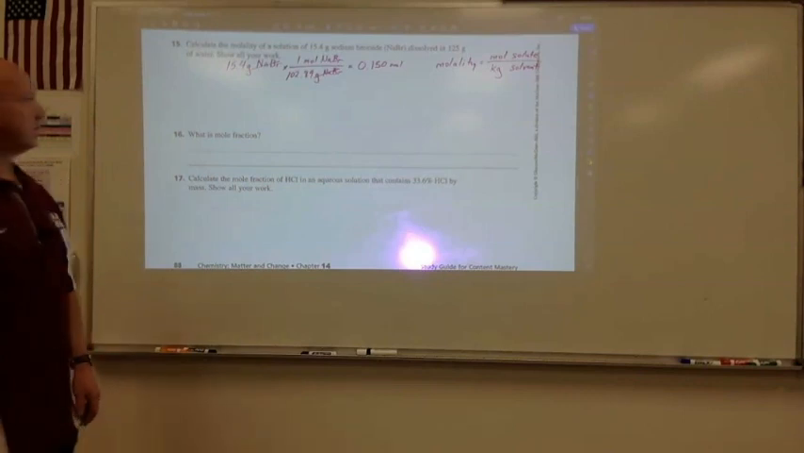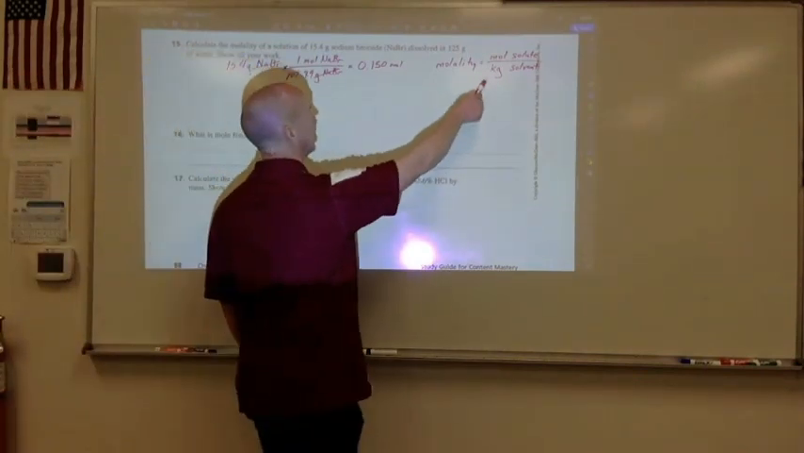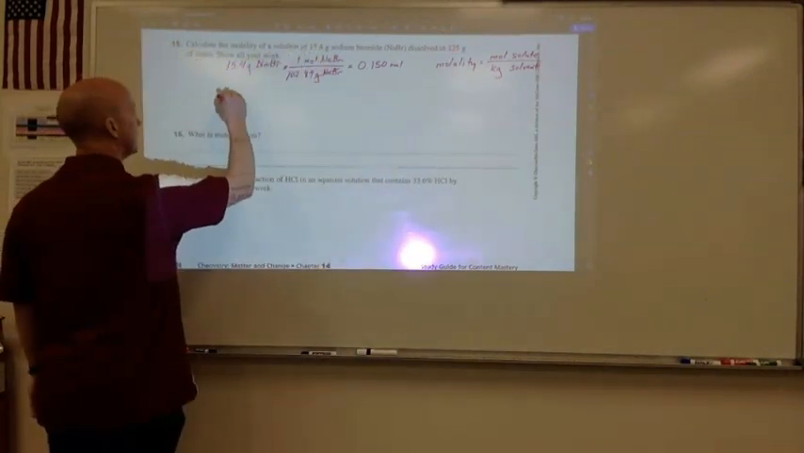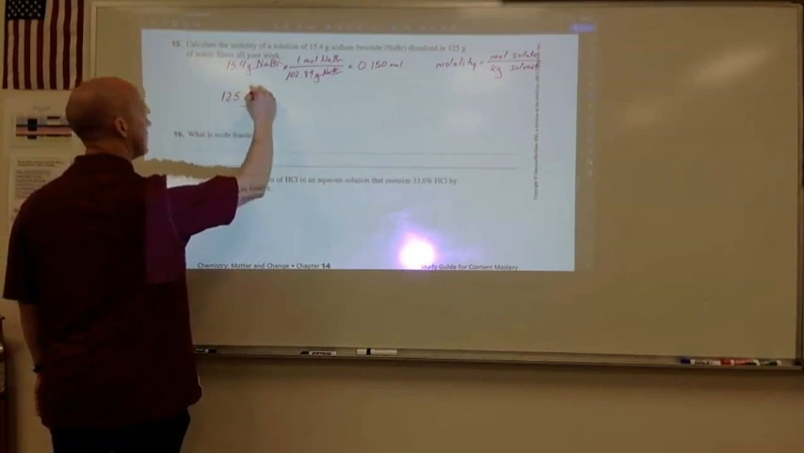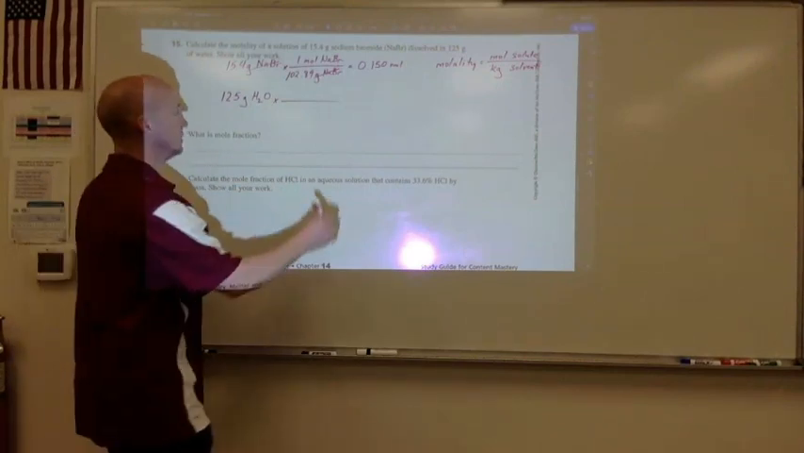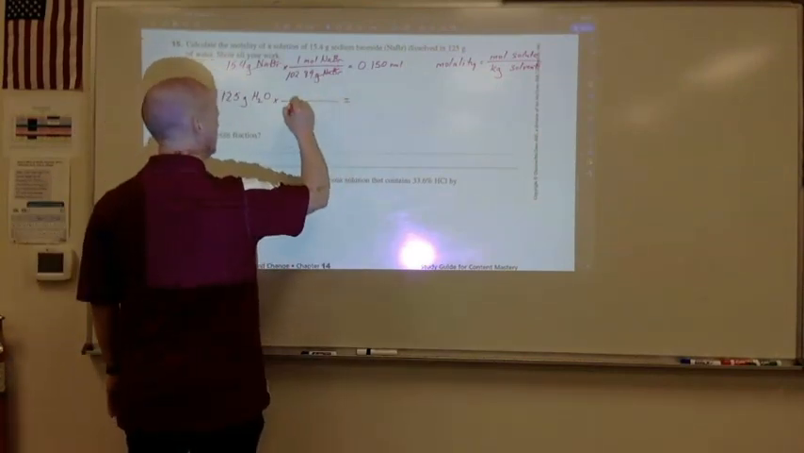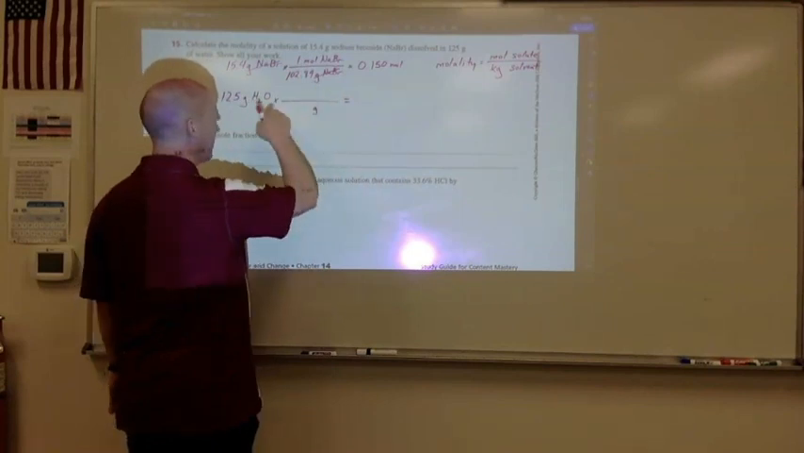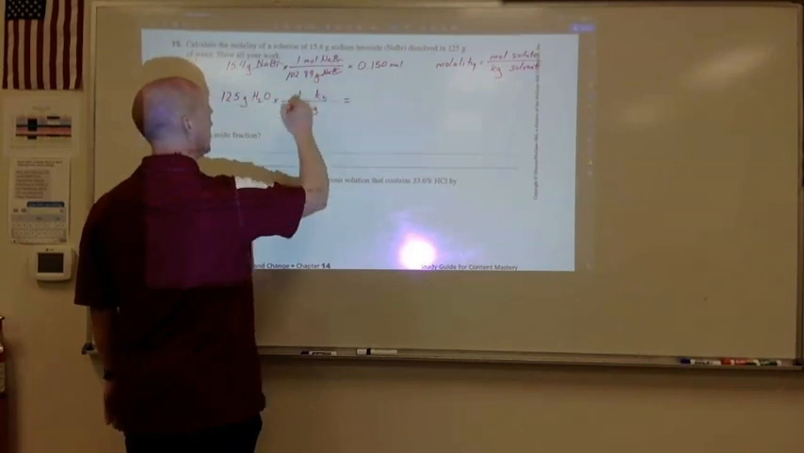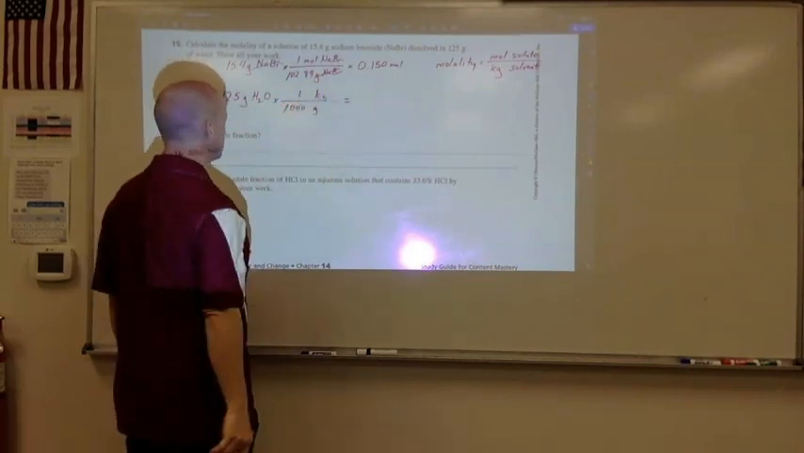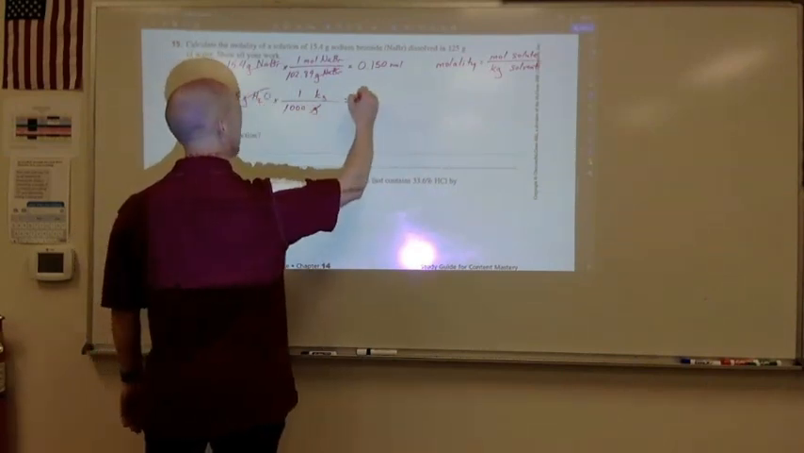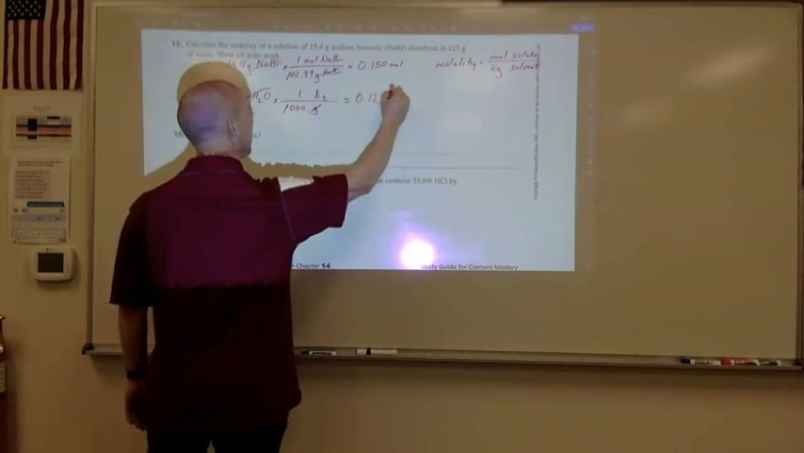So now let's do the bottom. Kilograms of solvent. They tell us in the problem we have 125 grams of water. Let's find how many kilograms that would be. We have grams on bottom, right? We want grams on bottom, kilograms on top. What's the relationship? Well, 1 kilogram equals 1,000 grams. Grams cancels. And I'm left with 0.125 kilograms.